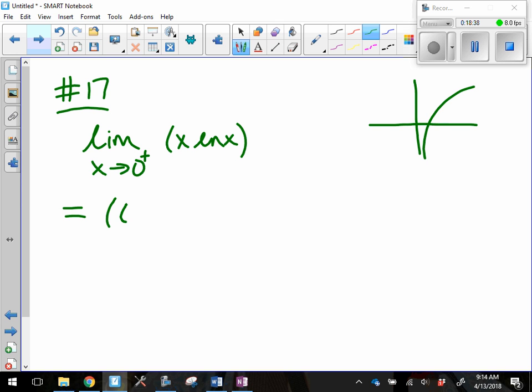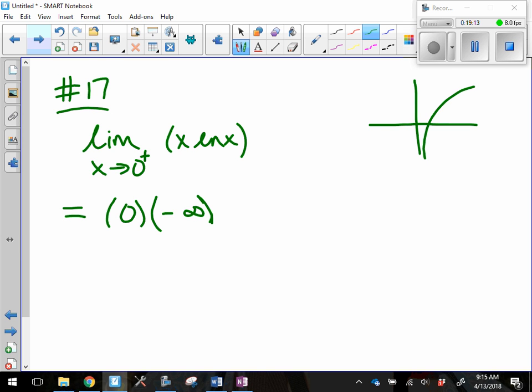I get, well, the x is going to be 0. And what's the natural log of x going to be as we approach 0 from the positive side? Negative infinity, right? So that's going to be an indeterminate form, because like we've said, there's lots of different ways to get to infinity and 0. And you can't just assume that that's going to be equal to 0.